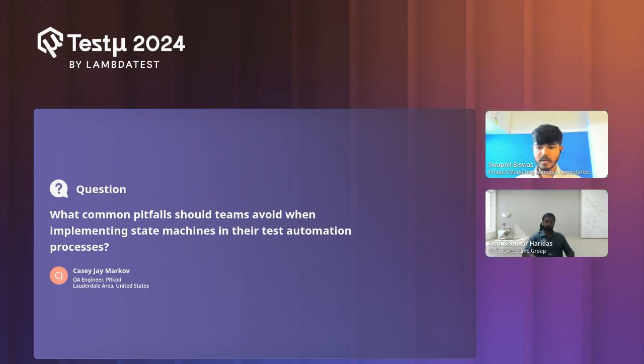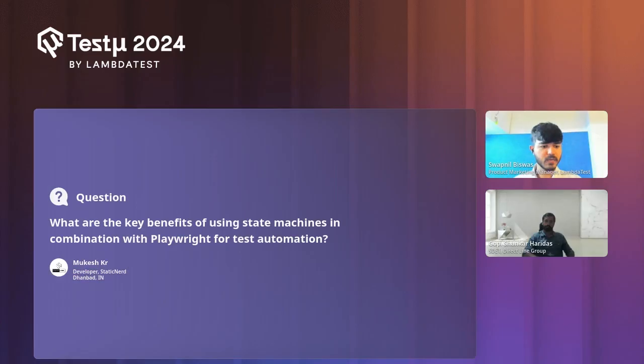Okay. So let me pick another question. This question is by Mukesh. He says, what are the key benefits of using state machines in combination with Playwright for test automation?